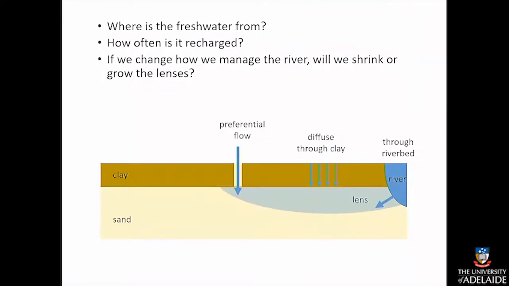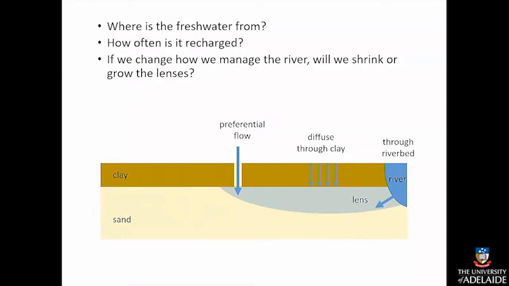So some of our questions from that point of view about why we care about these lenses would be, well, where is this fresh water from? How often is it recharged? And if we change how we manage the river, which we're doing a great deal because of things like environmental watering and continued irrigation, will we shrink or grow these lenses?